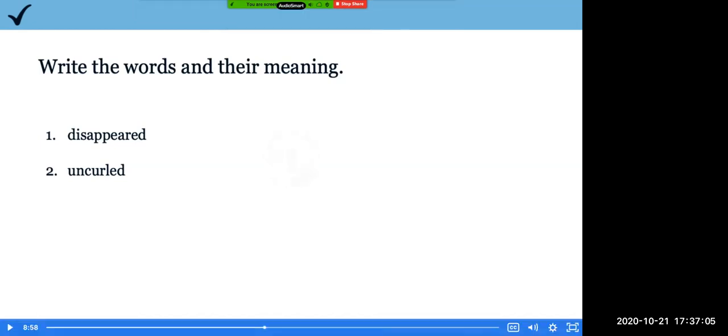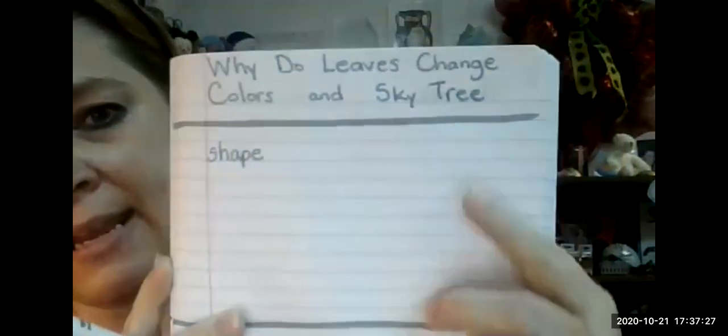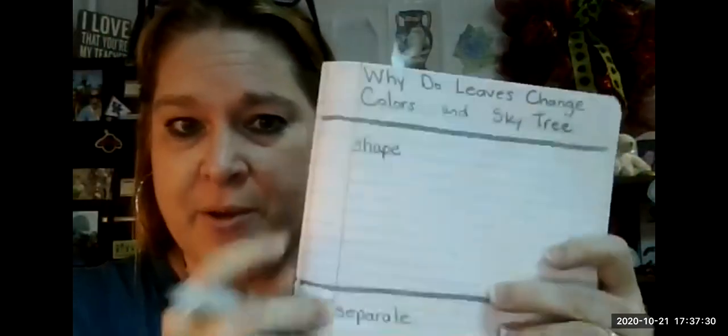Okay, so you need to get out your vocabulary journal. We are going to add these two words to our vocabulary. You need to turn to page 20 of your vocabulary journal. Let me show you what we have so far. We have had the vocabulary words for Why Do Leaves Change Colors and Sky Tree for about a week and a half now. You had the words shape and separate on one page, on page 15. Then you had absorb and uncurled on page 16.